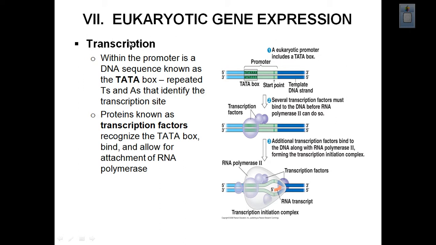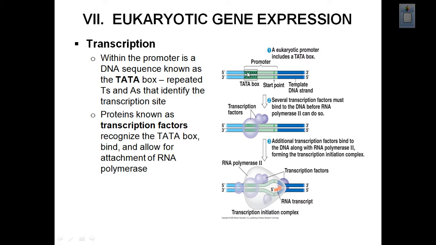First of all, transcription occurs within the promoter. We've got this TATA box. We don't see this in prokaryotic organisms. If you see in the picture here, the TATA box is several sequences of repeated T's and A's, or thymines and adenines. That TATA box is where the transcription factors know to attach. When these transcription factors recognize the TATA box, that allows for the binding of RNA polymerase, as you can see in this third picture. The TATA box is on the non-template strand.